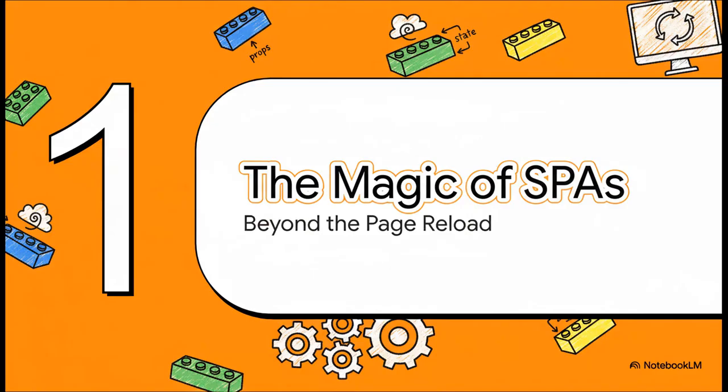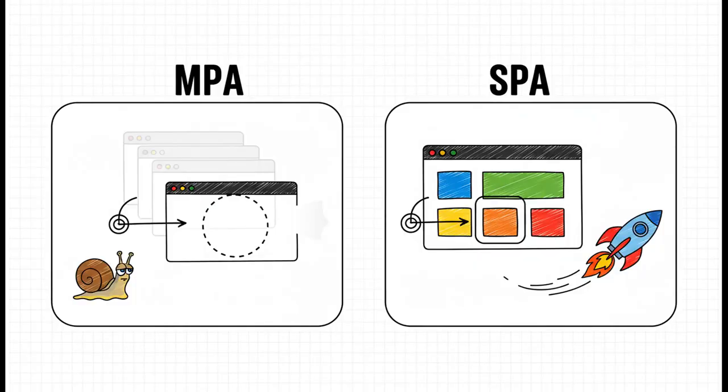Okay, so let's start with the fundamental shift that really changed how we browse the web. It's all about moving past that classic, kind of clunky full-page reload. Think back to older websites. You'd click a link, and the entire page would go white for a second, and then redraw itself from scratch. That's a multi-page application, or MPA. The new way is the single-page application, or SPA.